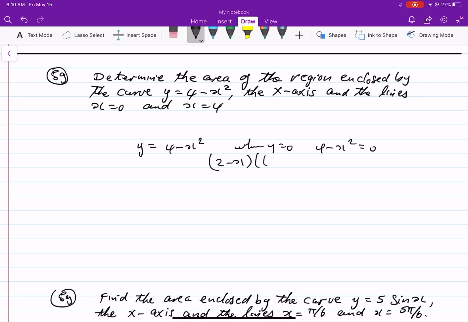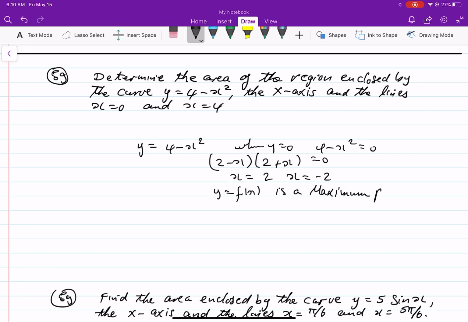You can do it that way. 2 minus x times 2 plus x is equal to 0, from which we can say x is equal to 2 and x is equal to minus 2. And the curve, this y equals f of x, is a maximum parabola.